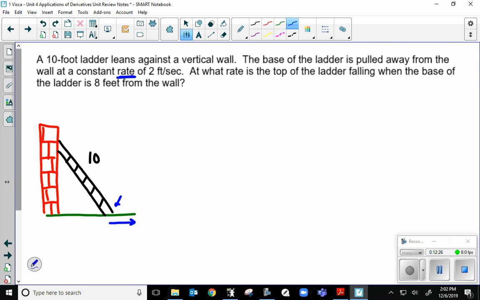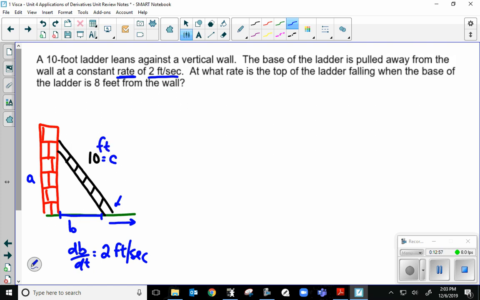Let's call this A, B for base, C. I don't know what the value from here to here is, not yet anyways, not at this part in the problem. But I know the rate at which B is changing, dB/dt, is 2 feet per second. For the sake of space, I wasn't going to write all these labels. That's 10 feet.